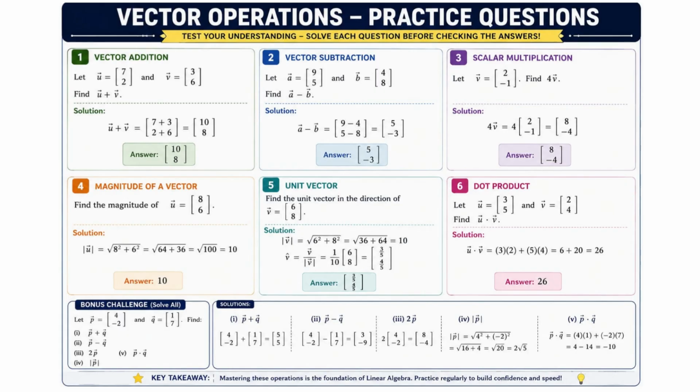Magnitude tells us the length of a vector. A unit vector has a magnitude of 1 and represents direction only. The dot product combines two vectors to produce a scalar value and is widely used in artificial intelligence, machine learning, physics, and computer graphics. These operations are the building blocks of many advanced topics in linear algebra. Mastering them will make it much easier to understand matrices, vector spaces, linear transformations, eigenvalues, and many real-world applications.